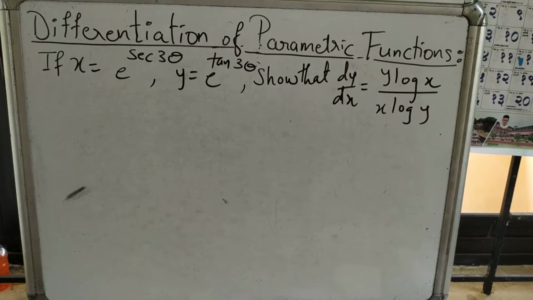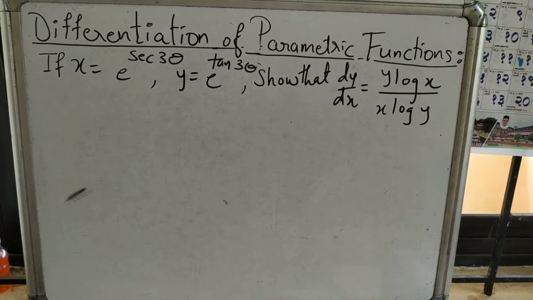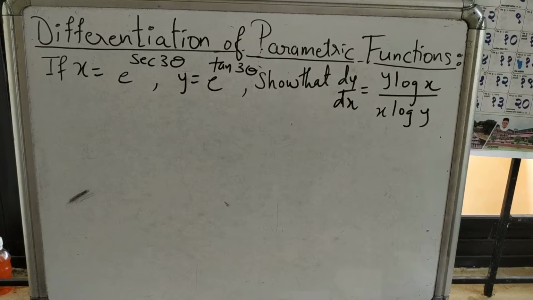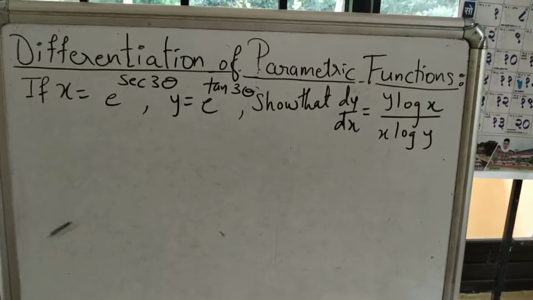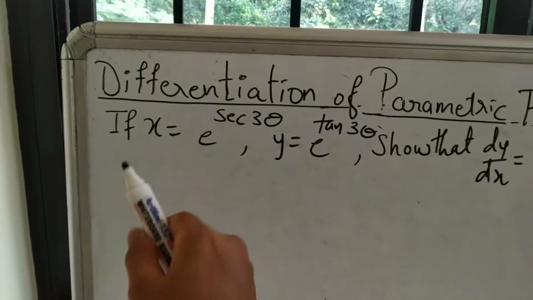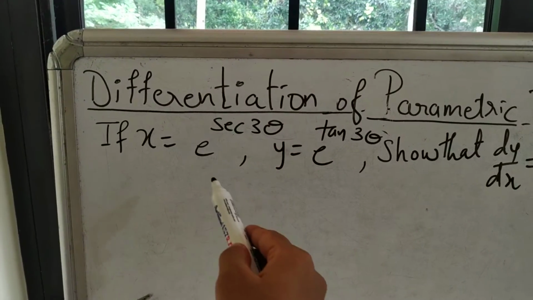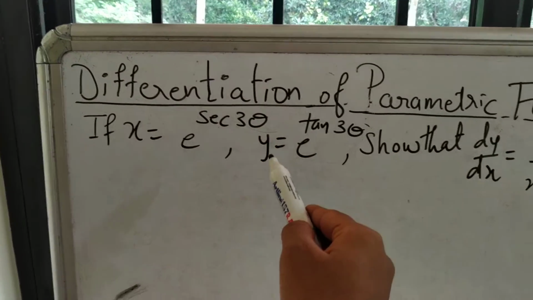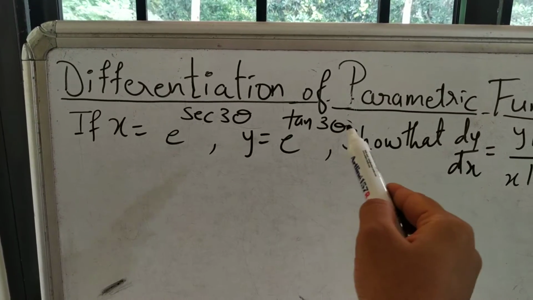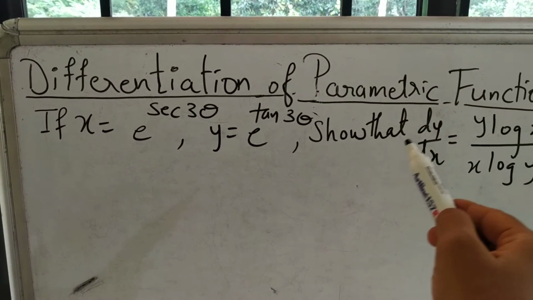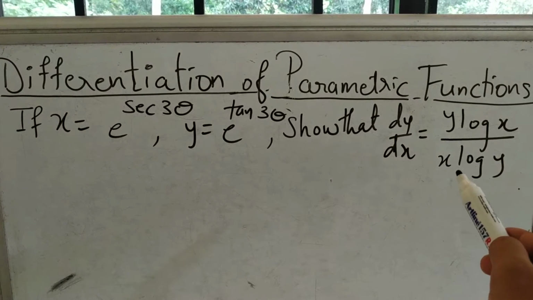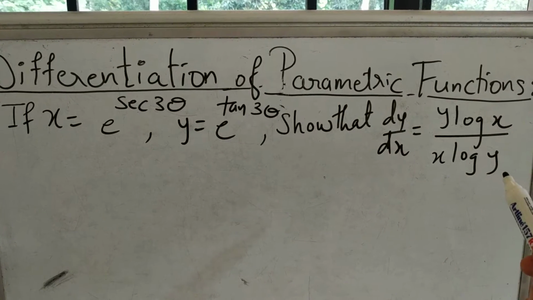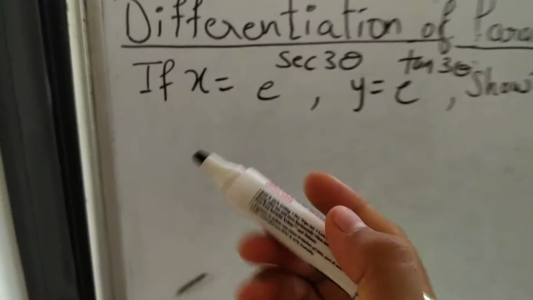Hello students, let us solve another example of parametric functions. Let us differentiate another parametric function. So here I present a problem before you. If x equals e raised to sec 3 theta, y equals e raised to tan 3 theta, show that dy upon dx equals y log x upon x log y. So let us solve this.